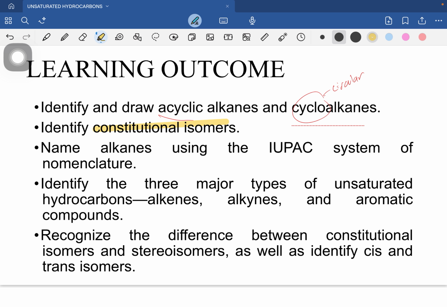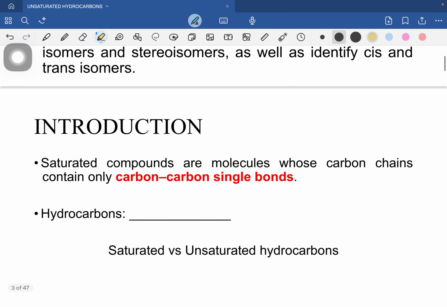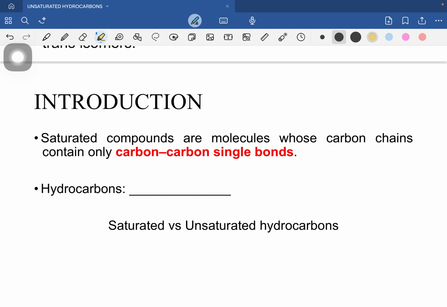Okay? So number 3 learning outcome, after the discussion, you will be able to name alkanes using the IUPAC system of nomenclature. Fourth, you will be able to identify the 3 major types of unsaturated hydrocarbons. So we have your alkenes, alkynes, and your aromatic compounds. And lastly, recognize the difference between constitutional isomers and stereoisomers, as well as identify cis and trans isomers. Okay, so that's it for our learning outcome. So let's dive into the discussion part now of our video lecture.